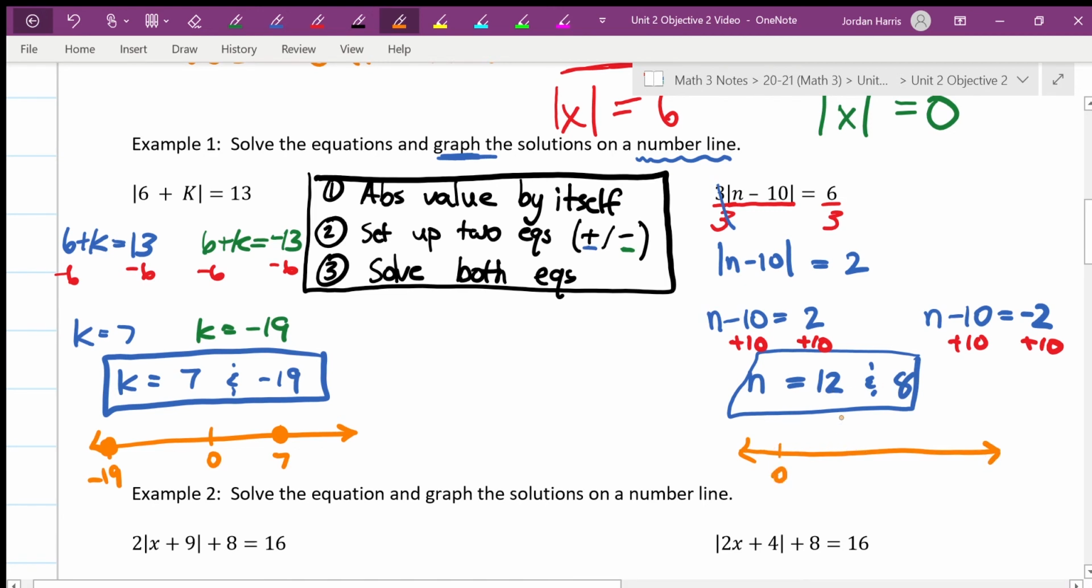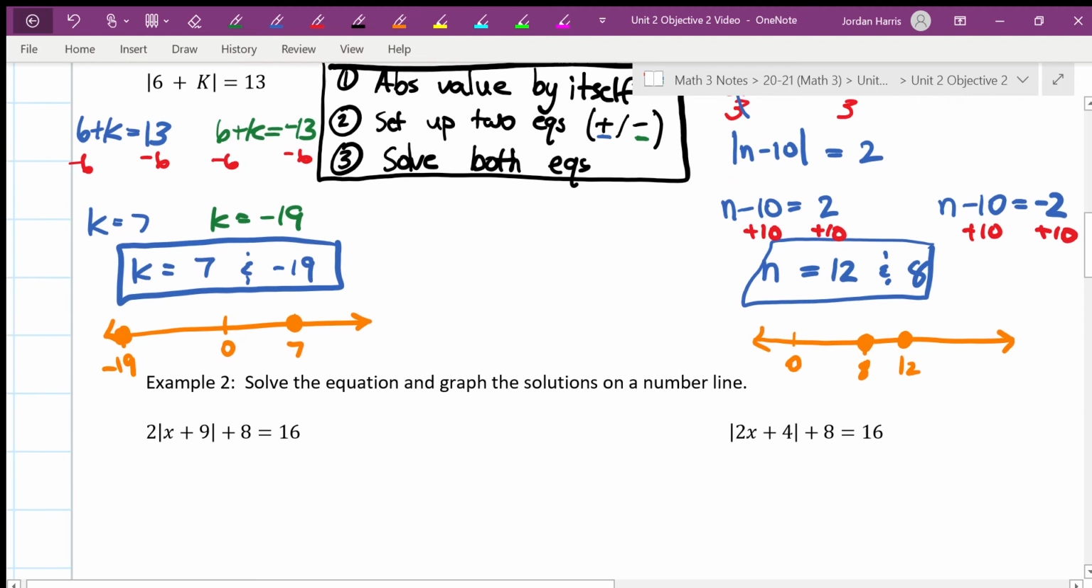I know that I have two positive numbers, so I'm putting my 0 on the left side there because everything's going to be on the right. 8 and 12. Kind of make it look like it's supposed to, a little bit at least. And we have our two solid dots. Done.